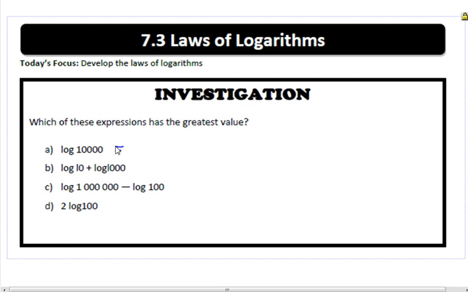So what's the base if we don't see it? 10. So when we're asking, okay, 10 to the power of what equals 1,000? We're solving for our exponent. Well, the nice thing with 10 is we just count the number of zeros. So this is 4, so this would equal 4.